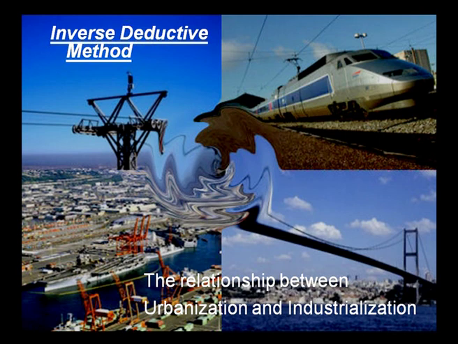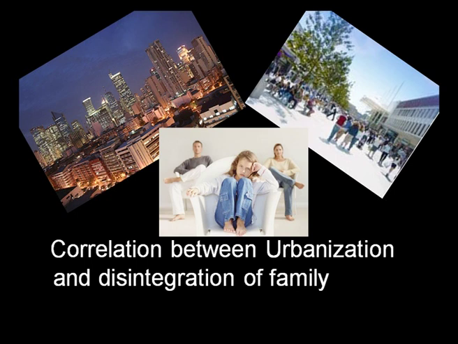urbanization and industrialization, and also when sociologists try to bring a correlation between urbanization and disintegration of family. While making a study on these aspects, sociologists try to bring out several factors that underlie urbanization, industrialization and disorganization of family, and make a correlation between all these things and come to a conclusion, and this method is called inverse deductive method.